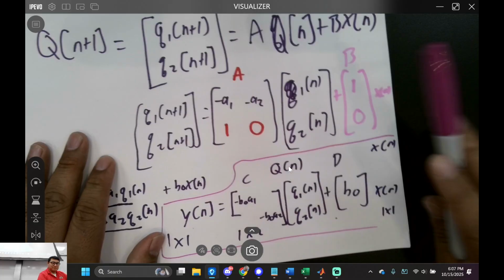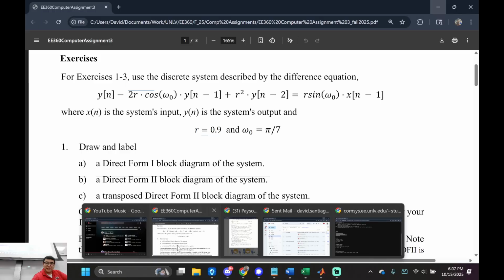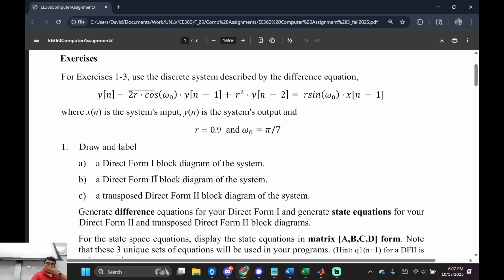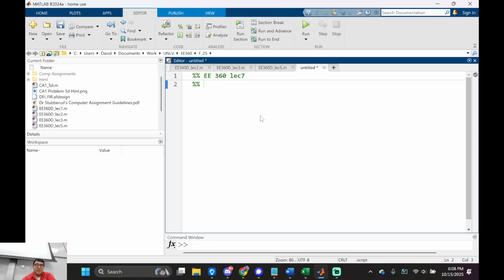So let's go back to the assignment. We just did this for a direct form 2 block. Let's go back to MATLAB. EE360 Lecture 7, doing problems. Direct form 2.